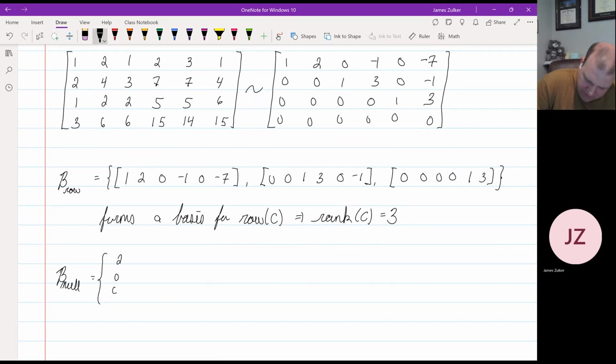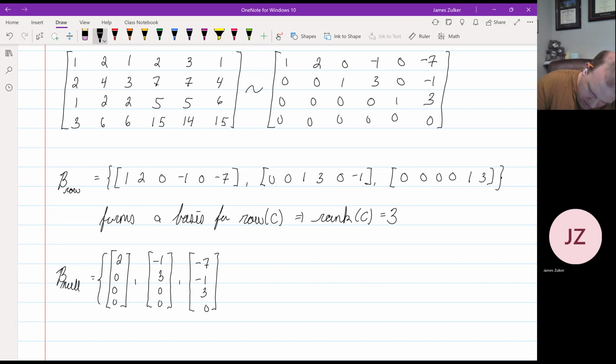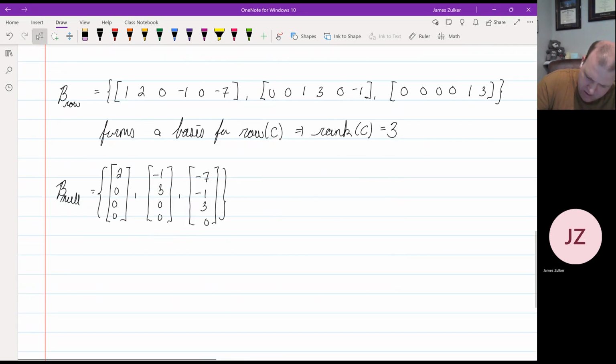Now, if we look back, the non-zero columns will form a basis for the null space. So first is 2, 0, 0, 0. Then we have -1, 3, 0, 0. I'm sorry, I said the non-zero columns. I meant columns without a leading 1. Let's call that null of C.